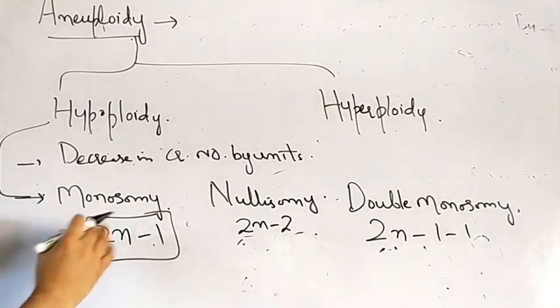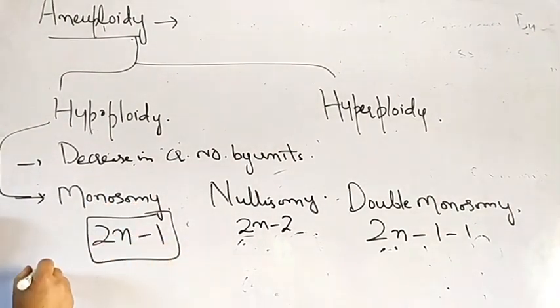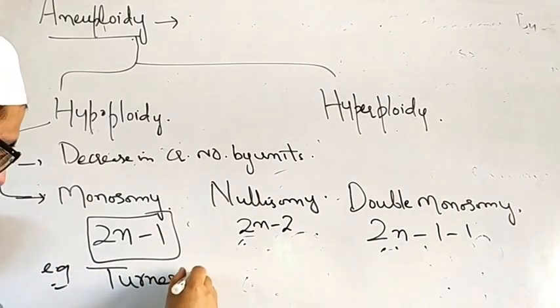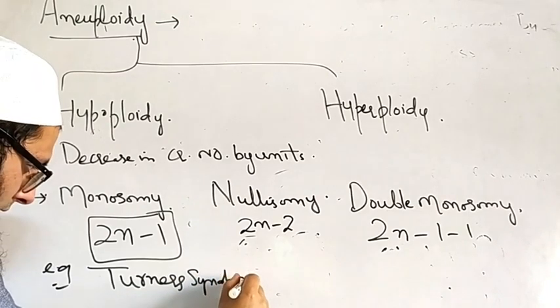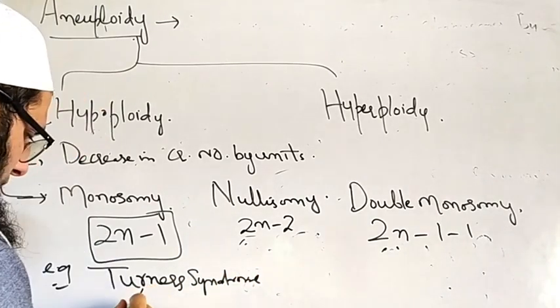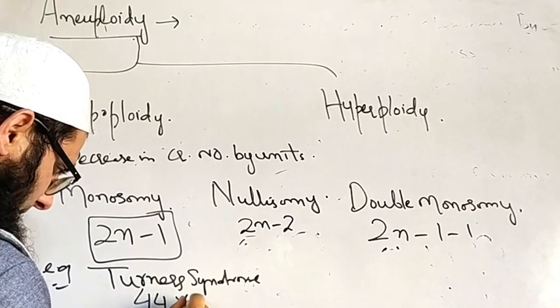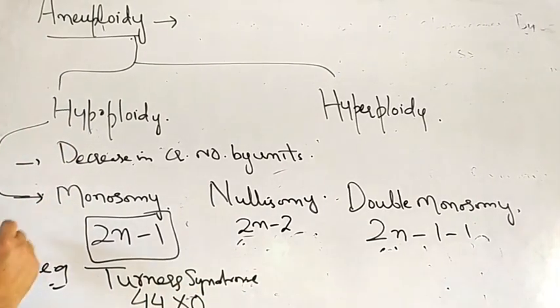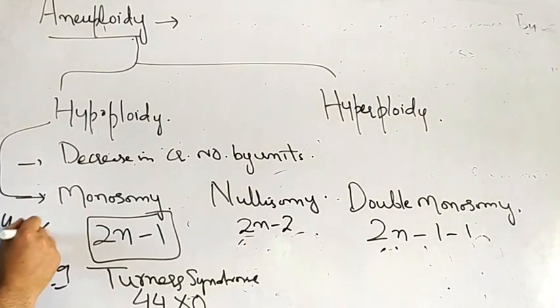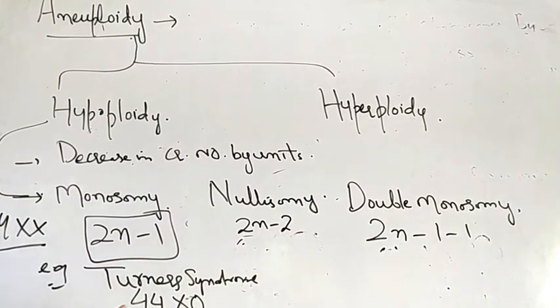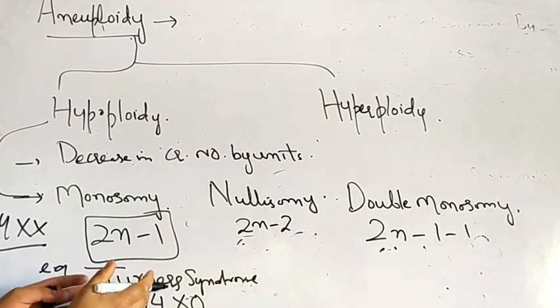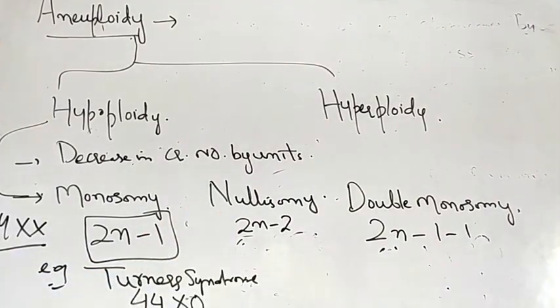So we have this monosomy over here, that means 1 chromosome is lost. Example, you know the Turner syndrome, where the condition is 44X0, that means 1 X chromosome is missing. As usually in normal females we have 44XX condition, okay, but here in case of Turner syndrome we have 44X0, that means 1 X chromosome is lost, 1 X chromosome is missing. We have to discuss it in detail in the next video, inshallah.